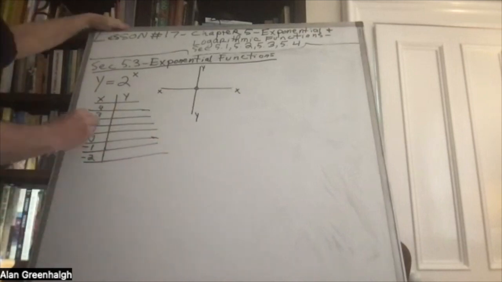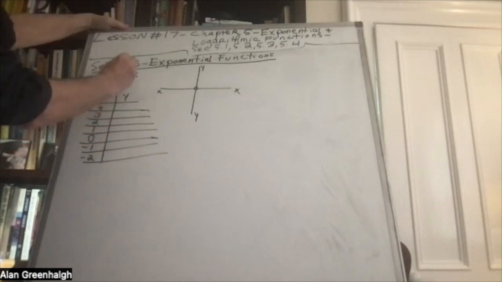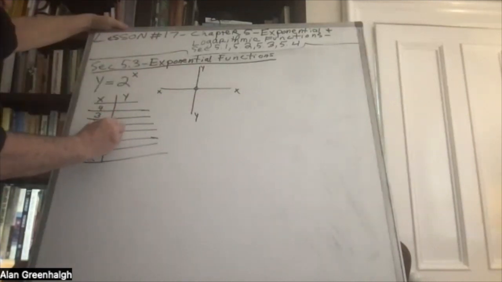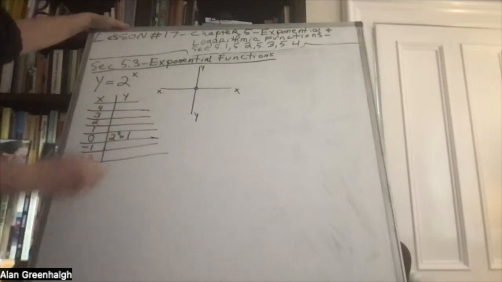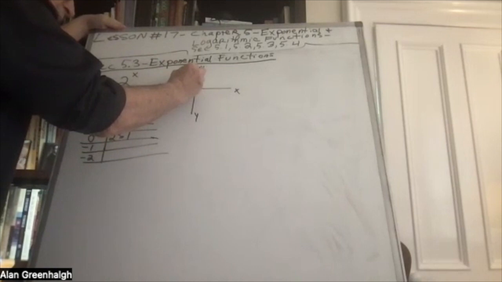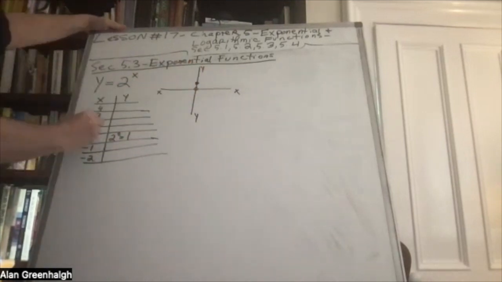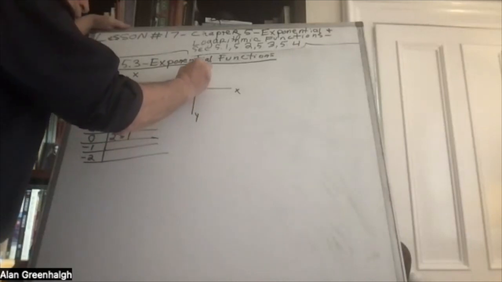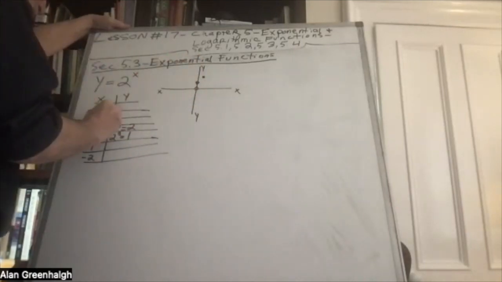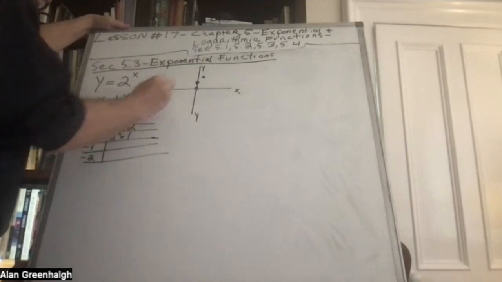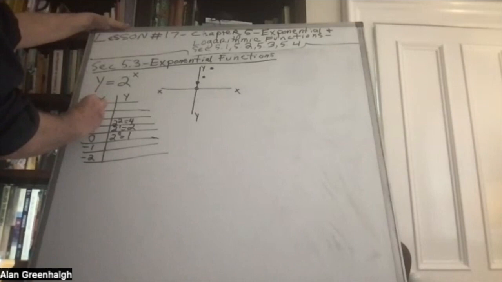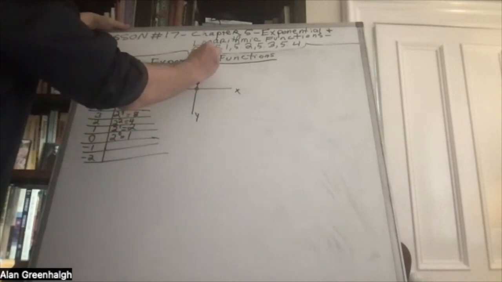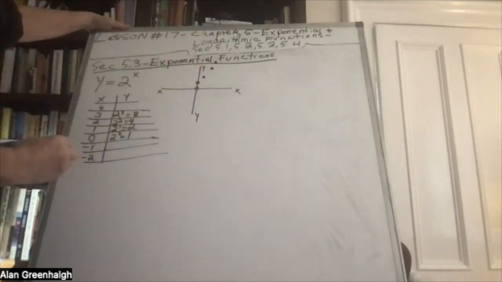Okay, so when x is equal to 0, 2 to the 0 is equal to 1. So x is 0, y is 1. X is 1, y is 2. X is 2, y is 4. X is equal to 3, 2 to the third equals 8. Let's put those in here. And you can see that we're going to go right through the roof any minute.